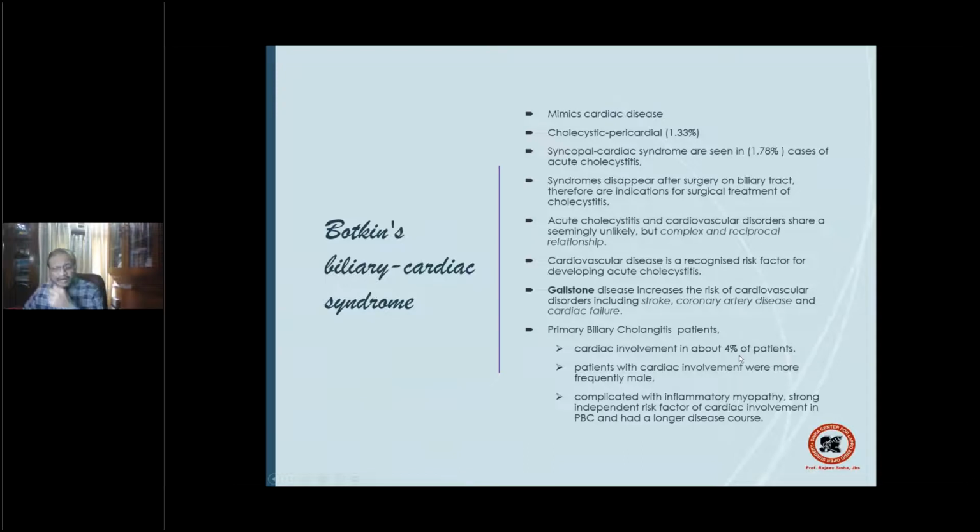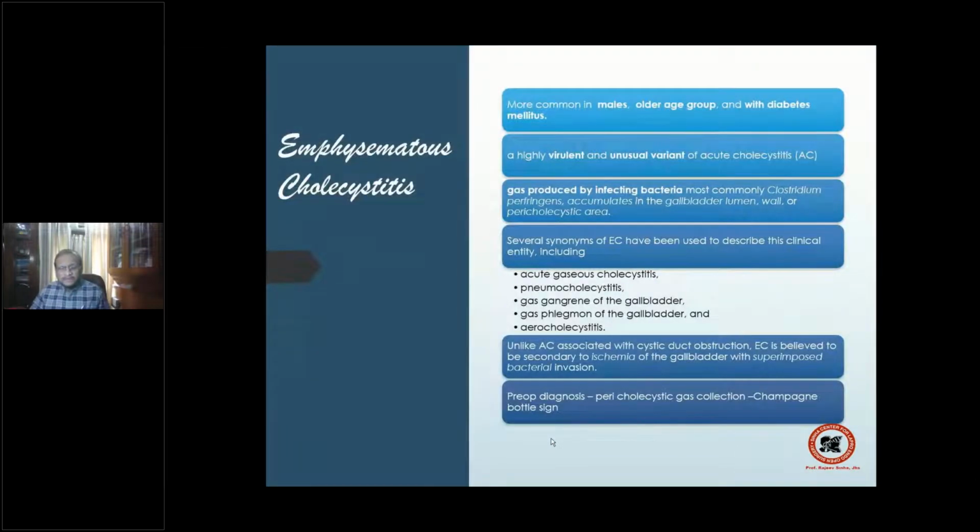So what we are trying to say is that there's a close relationship between the biliary system and the cardiac system, whether it is just plain and simple gallbladder stone disease, or acute cholecystitis, or chronic cholecystitis. In any scenario, there is a relationship between the cardiac and the gallbladder or biliary system.